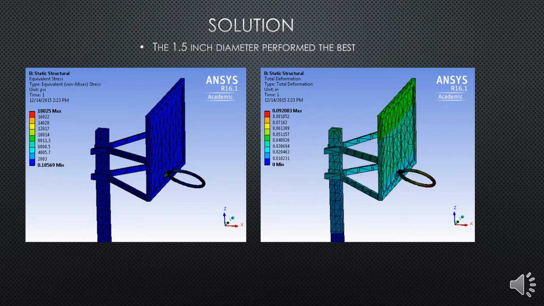The figures below show the results from the 1.5-inch diameter rim, which we concluded was the best diameter. The picture on the right shows the deformation of the rim. As the rim became larger, the deformation was less because more force is transferred to the backboard and the side supports. We concluded that the 1.5-inch diameter rim is the best because it had the least amount of stress.